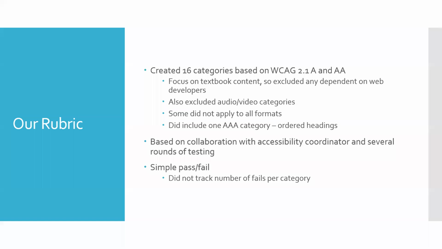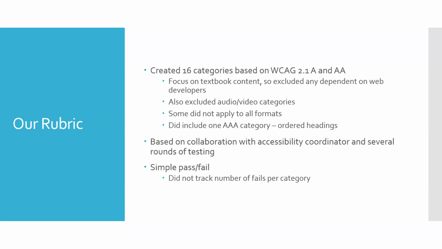We also did include one AAA category, which was ordered headings. If you're not familiar, when you're writing in Word, you'll notice you can often use preset formats for, say, heading 1 or heading 2 or heading 3. And for accessibility, it's really important that you use those in the proper order. So heading 2 should always follow heading 1, heading 3 should always follow heading 2, etc. It makes it harder for people to quickly navigate a document if they don't have ordered headings. And we decided to include that one AAA category because it is so easy for people to do, and it's something that is very meaningful when you need it.